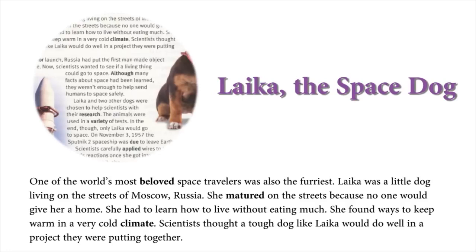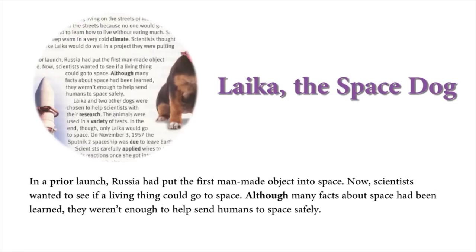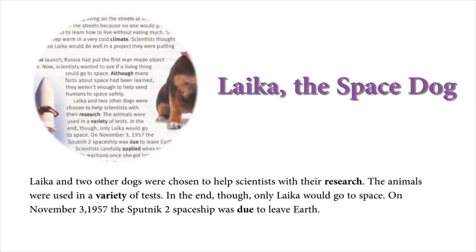Scientists thought a tough dog like Laika would do well in a project they were putting together. In a prior launch, Russia had put the first man-made object into space. Now, scientists wanted to see if a living thing could go to space. Although many facts about space had been learned, they weren't enough to help send humans to space safely. Laika and 2 other dogs were chosen to help scientists with their research.